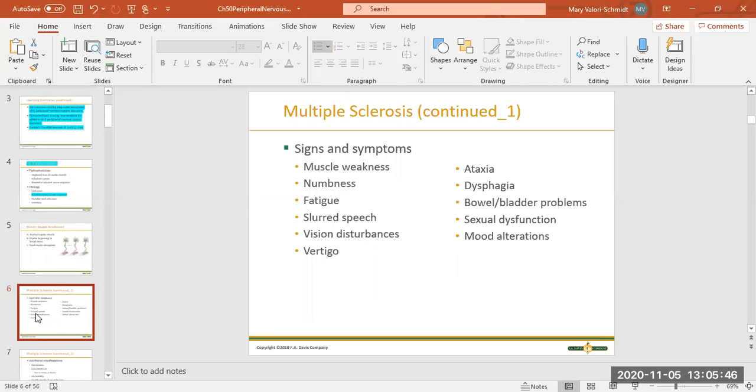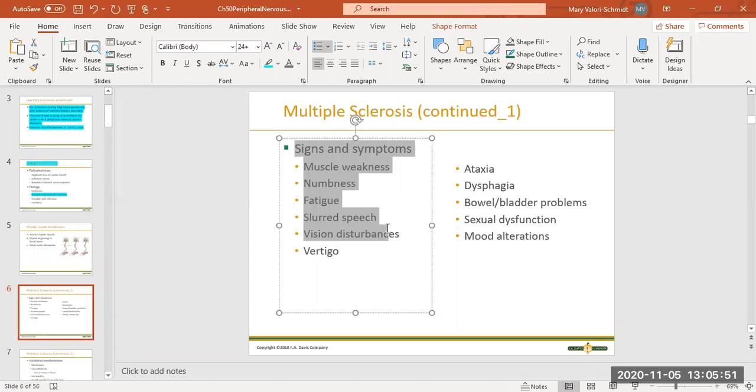Well, what are the symptoms? So muscle weakness, that's pretty vague. Numbness, fatigue, slurred speech, vision disturbances. I'm going to elaborate on this a little bit. When they say vision disturbances, I'm going to tell you that blurred vision is one of the first early symptoms, right? And that's usually how it starts. It's usually females, by the way, predominantly females that get MS. But blurred vision, they'll complain about, oh, I don't know what's wrong. Maybe I need to see the eye doctor. Having trouble. Things look blurry. And that is one of the first signs.